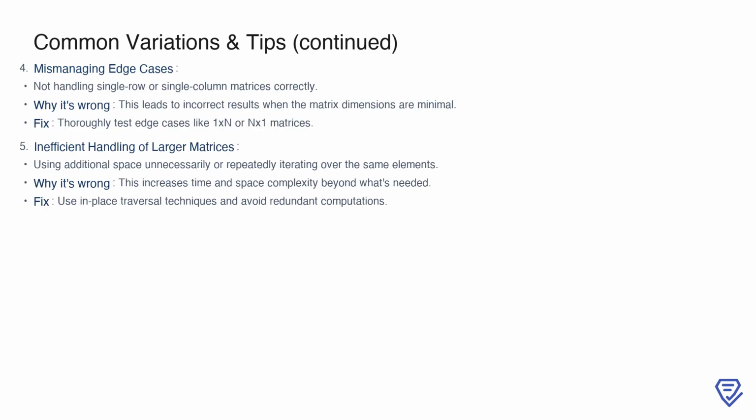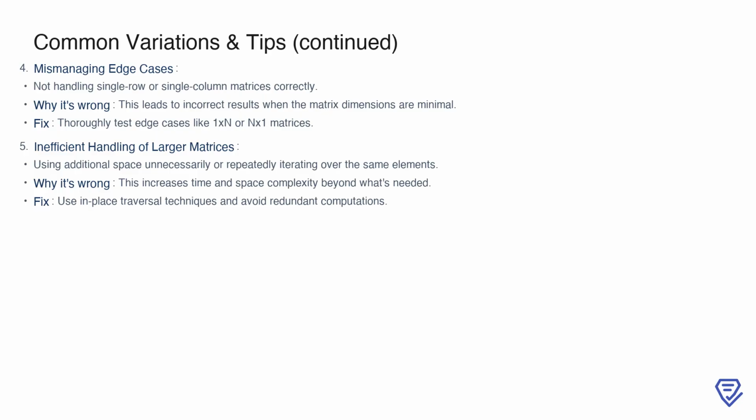Another challenge to watch for is the mismanagement of edge cases. For instance, single-row or single-column matrices can behave differently than larger ones. If these cases aren't handled properly, your solution may fail to produce the correct results. Testing matrices with dimensions like 1xn or nx1 thoroughly will help you catch and address these issues.